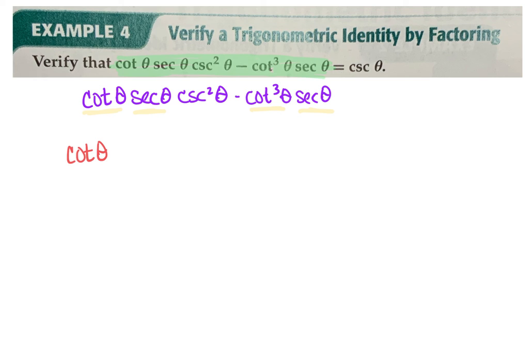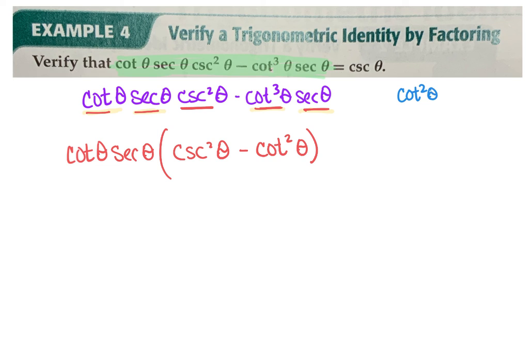Secant of theta. All right. And then what do we have left over? Well, we took out a cotangent and a secant here. We are left with cosecant squared. I took out my secant here and one of my cotangents. So minus cotangent squared of theta. This should trigger something. I have cosecant squared and cotangent squared. What identity is going to lend itself to cotangent squared and cosecant squared? Yeah, Pythagorean identity. Cotangent squared of theta plus 1 equals cosecant squared.